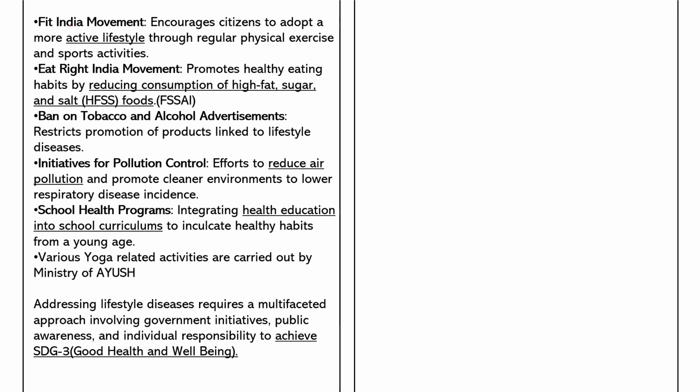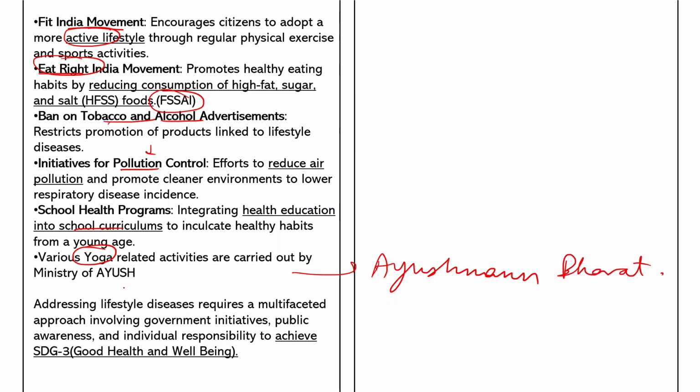Then you can write about Fit India movement, promoting active lifestyle and sports. Then Eat Right India movement, which is FSSAI promoted. Then ban on tobacco and alcohol advertisements, initiatives for pollution control, school health programs, popularizing of yoga activities. You can also write about Ayushman Bharat, how it will help in the treatment for non-communicable diseases. And then in the conclusion you can link it to the SDG, good health and well-being. So in this way you have to proceed with such topics. Okay.